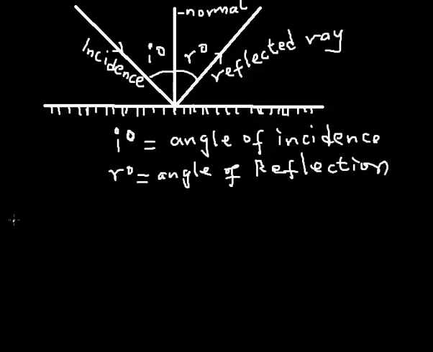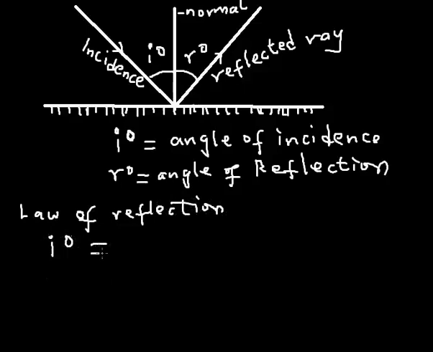Now according to the law of reflection, we are meant to understand that the angle of incidence i degrees is always equal to the angle of reflection. Please take note of that. Whatever angle of incidence we have is always equal to the angle of reflection. It's very important for you to know.